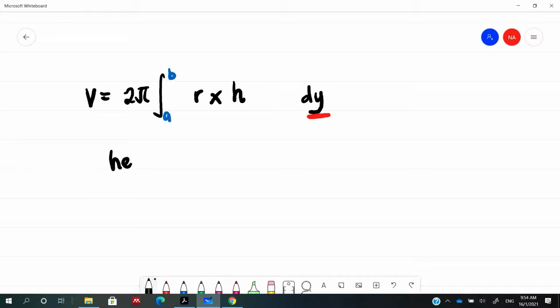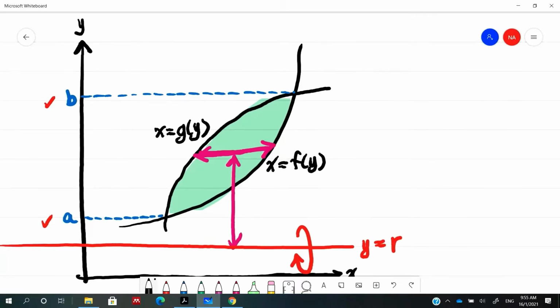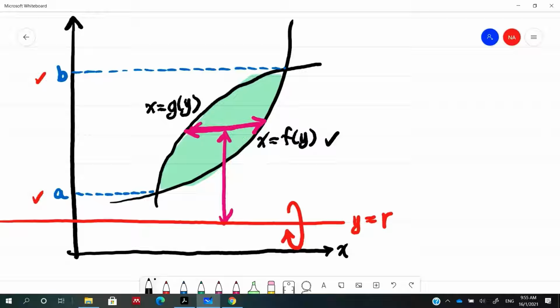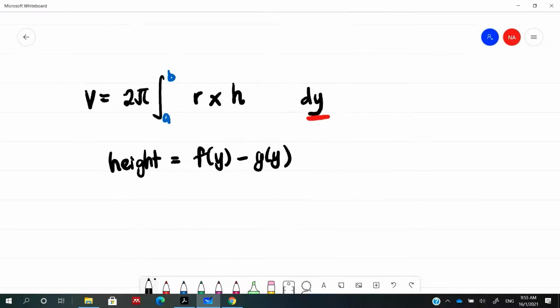So I would like to define the height first. In this case, the height should be defined as the right function minus the left function. The right function is given by this, minus the left function which is given by this, all in terms of y. So f(y) minus g(y) is the height. But what about the radius?